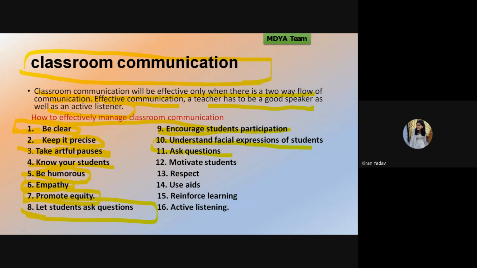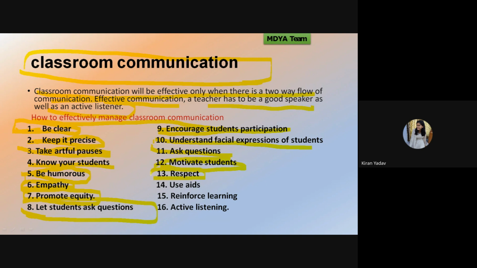Ask questions. When a teacher asks questions of the students, they are more focused, they are more aware, and their mind opens up for whatever the teacher is going to teach or is teaching. Motivate students. The teacher should motivate students for learning.